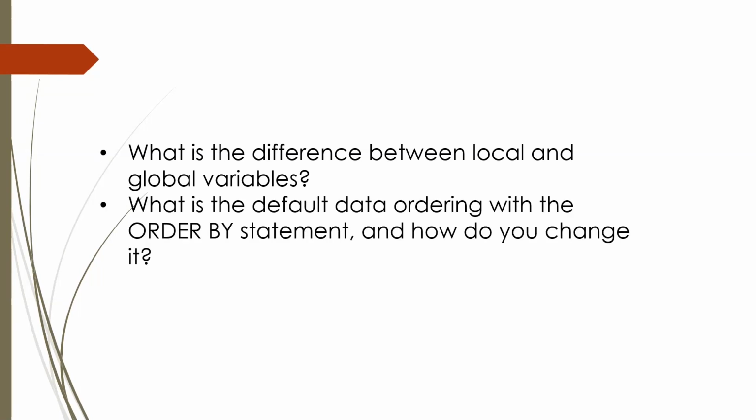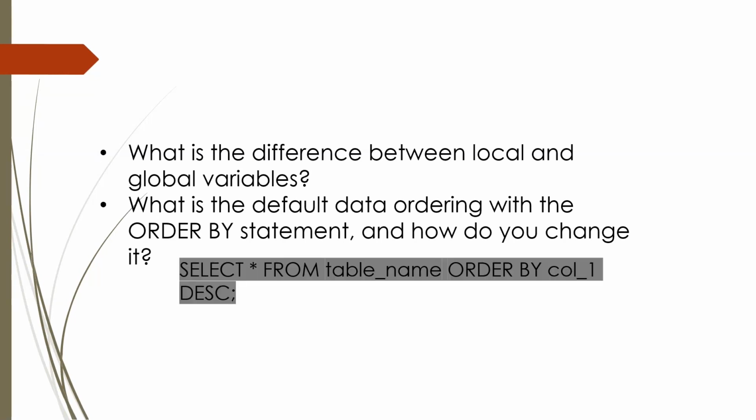Next question is, what is the default data ordering with the ORDER BY statement and how do you change it? By default, order is ascending. To change it to descending, we need to use the DESC keyword as follows: SELECT * FROM table_name ORDER BY column DESC.